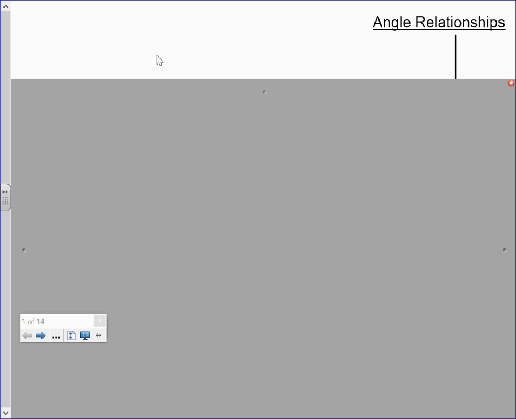Right there on top. That's the title of the tree map. Right on top. Angle relationships. Angle relationships is the title of the tree map. All right.